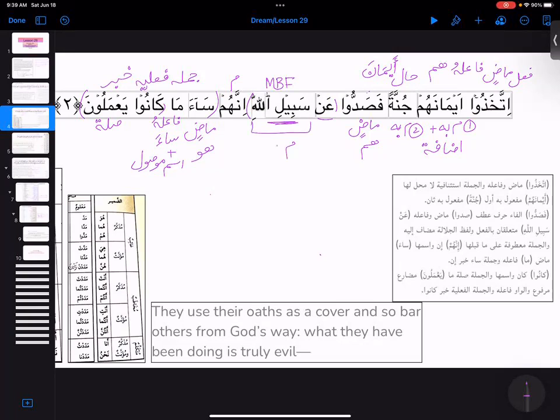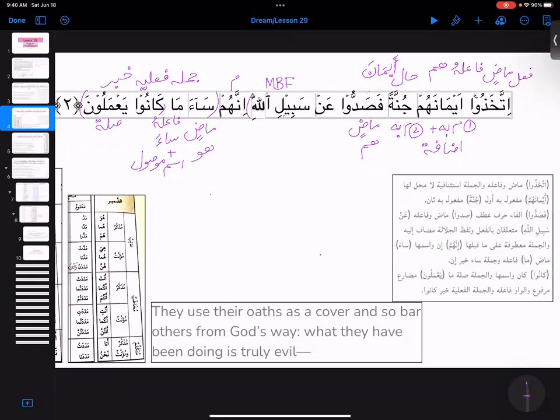Sabilallahi, this is the maf'ulun bihi for saddu. But because of an, it is sabilillahi, and that's why we are giving it the label of MBF. Otherwise, it is maf'ulun bihi. Okay, makes sense? Yes. So, an sabilillahi faswaddu, so they stopped from the path of Allah subhanahu wa ta'ala. So the whole sentence is done over here now.